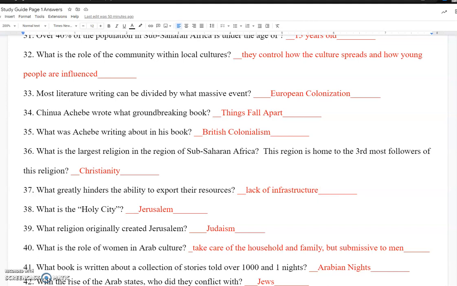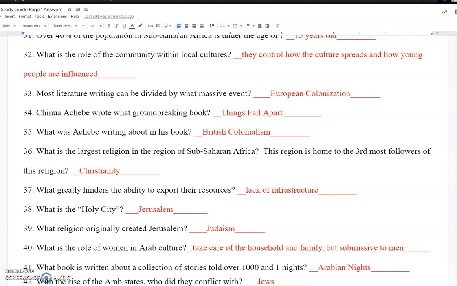36, what's the largest religion in the region of sub-Saharan Africa? That is Christianity. 37, what hinders their ability to export their resources? So remember, this was an area that had a bunch of different resources, things like silver and diamonds and gold and platinum and all kinds of stuff that they would mine, copper, coal. But what hinders their ability? Lack of infrastructure. Remember that most of the population did not live within 2 miles of an all-weather road. So they would have to walk very far or get a bike and be able to bike into town to sell their stuff. So that lack of infrastructure really hinders their ability to be economically successful.